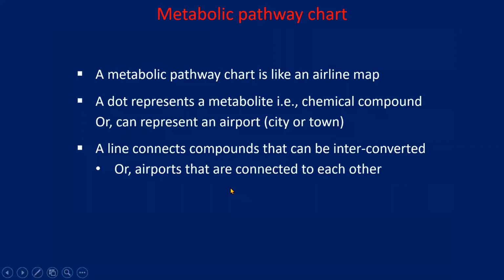So what I wanted to say is that the metabolic pathway chart is just like an airline map. Each dot represents a metabolite or a chemical, like an airport, and the line connects the compounds that can be interconverted, or the airports that are connected to each other. So it's just an analogy for how this metabolic pathway chart could be.